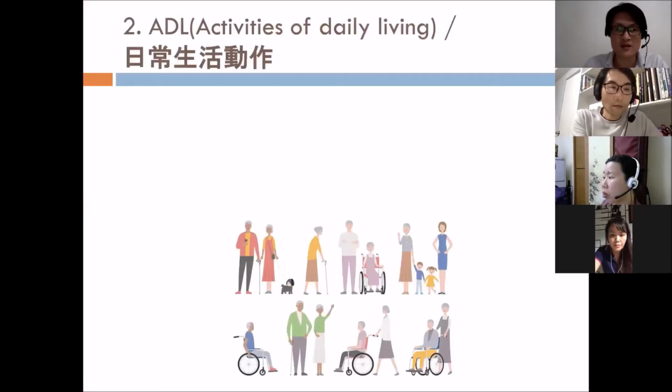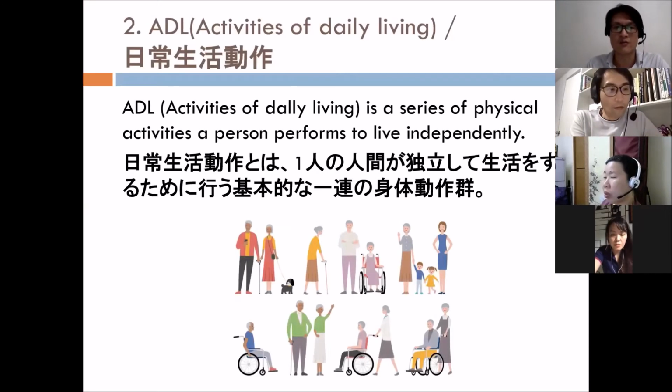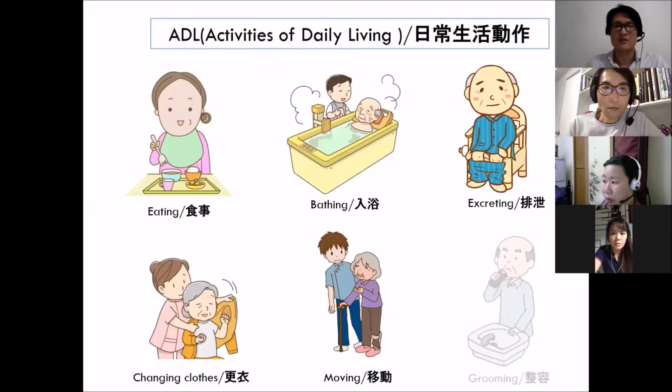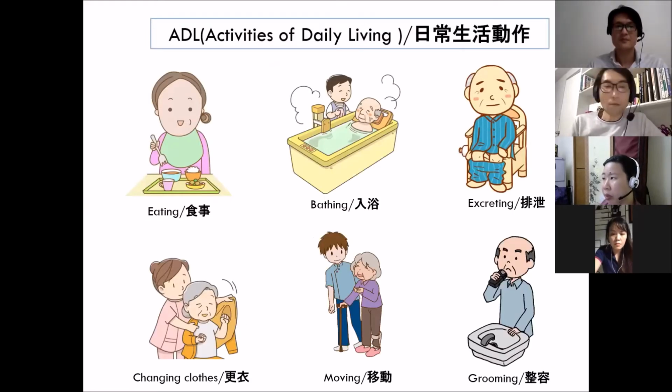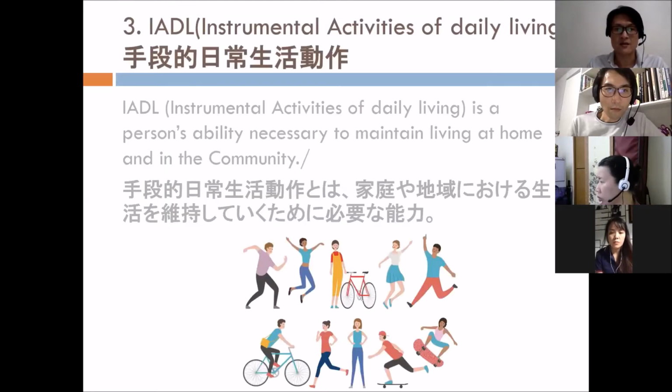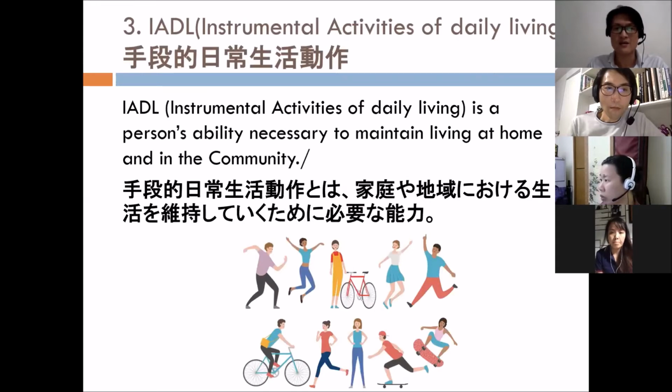Let me see the first, ADL. Everybody knows ADL already, right? The daily routine that people do every day without assistance. So a main task for a caregiver is to assist with eating or bathing, expressing. And one of the ADL is assistance with moving. On the other hand, IADL is a person's ability necessary to maintain living at home and in the community.